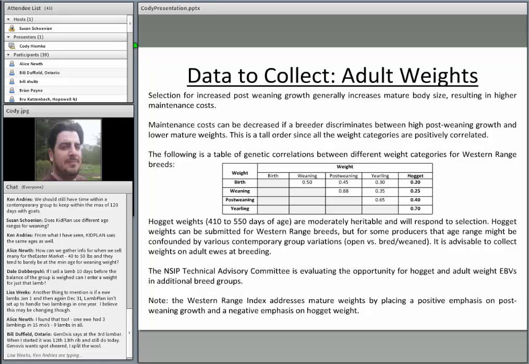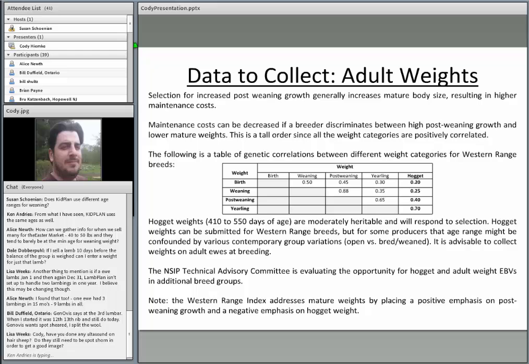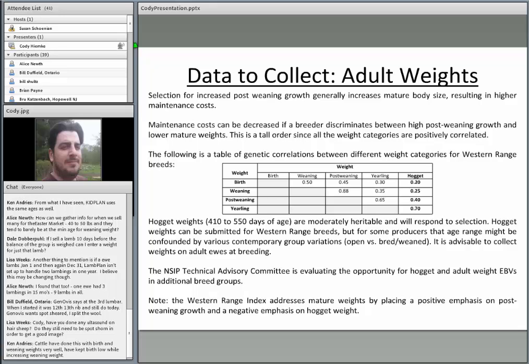And you'll notice here that I make the statement at the bottom that the Western Range Index, which is an index primarily used by Targhees and the Columbias and Rambouillets, actually puts a positive emphasis on post-weaning growth, but a negative emphasis on hogget weights. So that tries to moderate that mature size and adjust for that. Personally, I think as far as the industry goes, it's a good thing to be paying attention to.